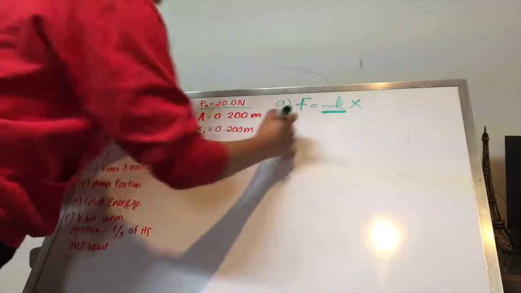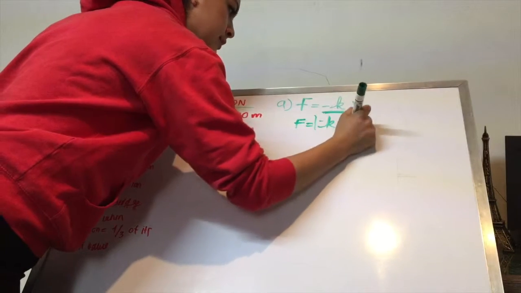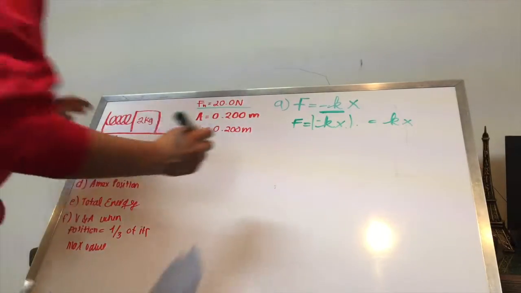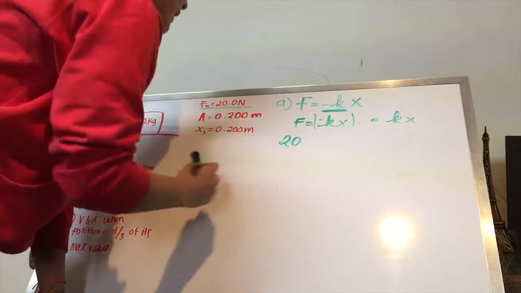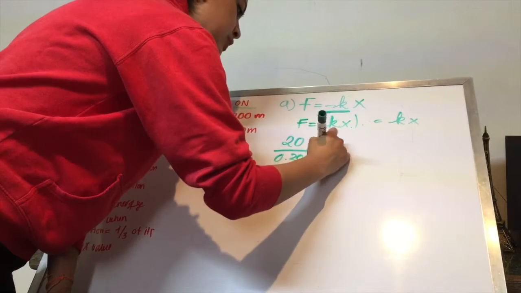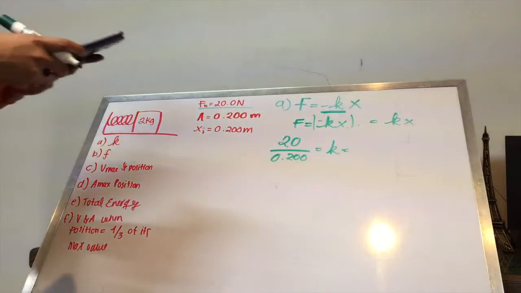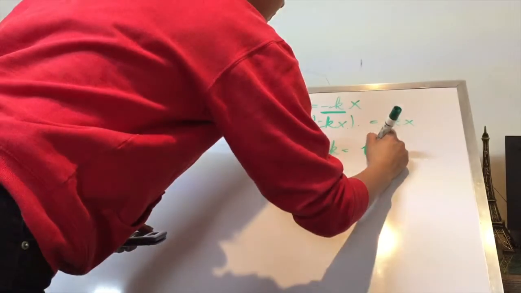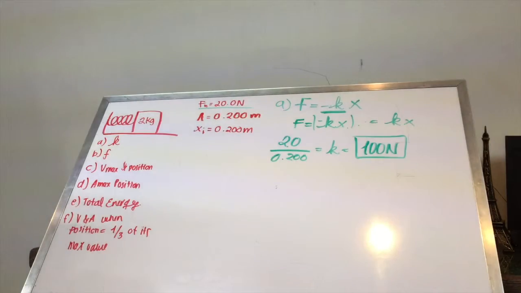For this problem, we're going to use the absolute value of this, which is just the constant times x. Now the force is equal to 20 newtons and the distance is equal to 0.200 meters, which gives the value of the constant. Making this calculation, we obtain that this will be equal to 100 newtons. So this is the solution for the first part of our problem.